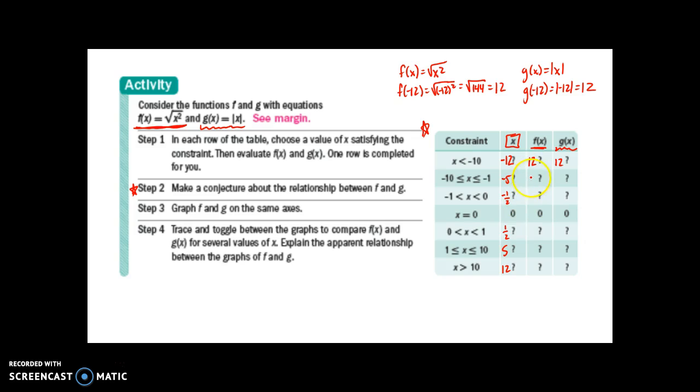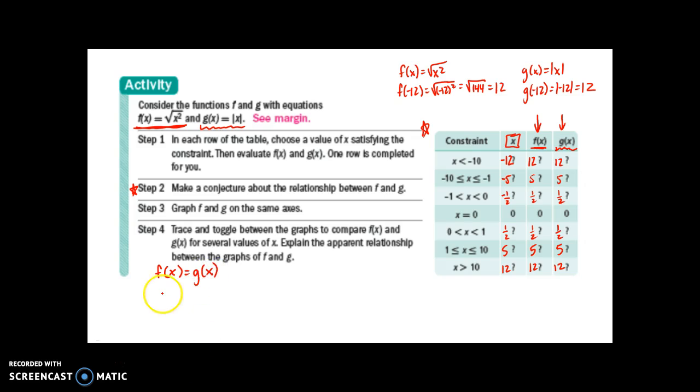So what you should have gotten when you went through and did this is for negative 5, you should have gotten 5 for both f and g. For negative 1/2, you should have gotten positive 1/2 for both f and g. Positive 1/2, you get positive 1/2 for both. Positive 5, you get positive 5 for both. And positive 12, you get positive 12 for both. So hopefully what you're recognizing when you're talking about conjecture between f and g is that all the values of f of x are the same as the values of g of x. So my conjecture from step 2 would be that I think f of x equals g of x.